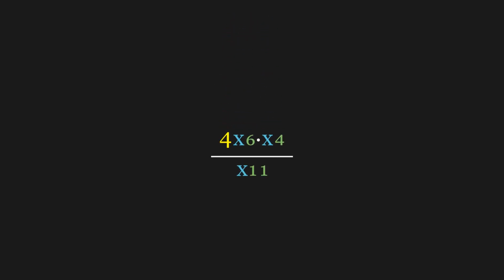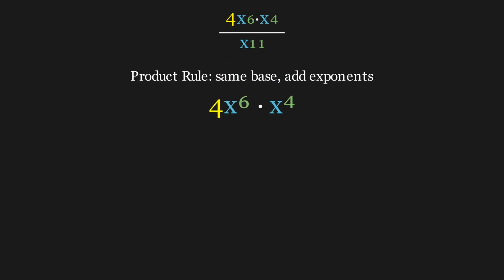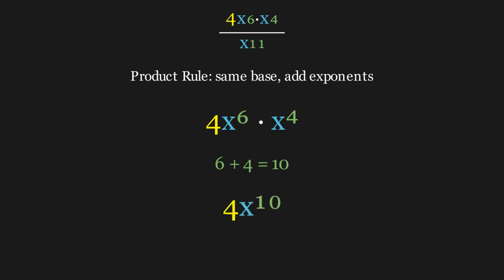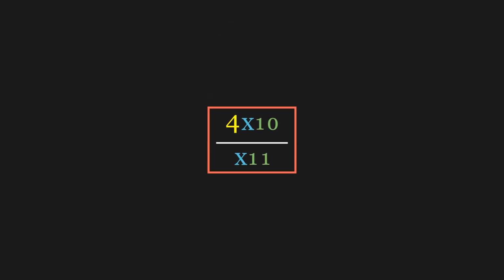Next, we bring in the x to the 4th sitting right next to it. When you multiply two powers with the same base, you add the exponents. That's the product rule. 6 plus 4 is 10, so 4x to the 6th times x to the 4th becomes 4x to the 10th. Our whole expression is now just 4x to the 10th, divided by x to the 11th.